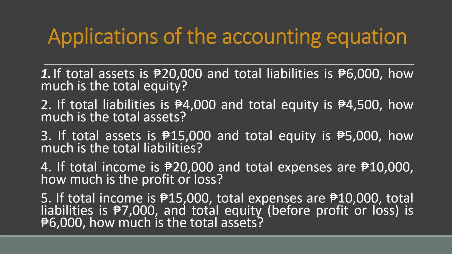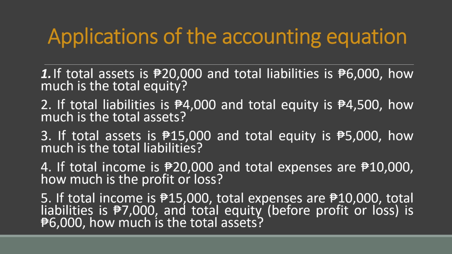And the last question is, if total income is 15,000, total expenses are 10,000, total liabilities is 7,000, and total equity before profit or loss is 6,000, how much is the total assets? So remember the formula or the expanded accounting equation na asset is equals liabilities plus equity plus income less expenses. And since the given total equity here is before profit or loss, ibig sabihin, hindi pa dyan kasama yung total income or net income. So, for us to get the net income or net loss, we should deduct the total expenses over the total income.